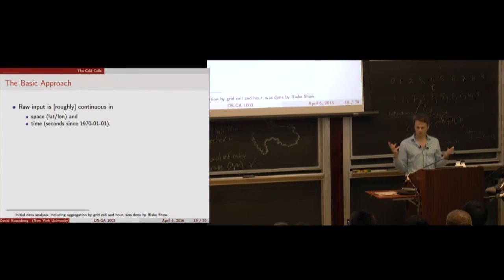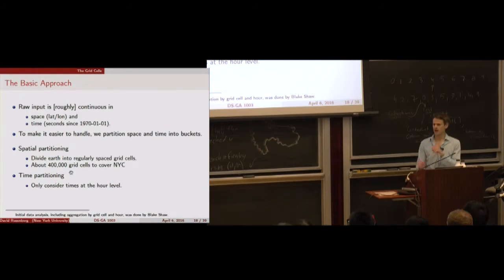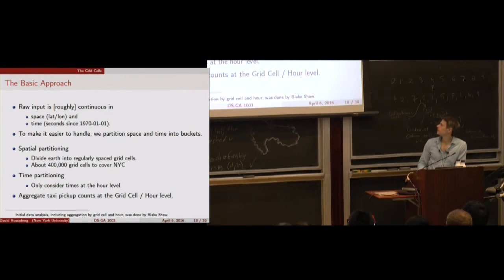And time is almost continuous. We have it designated in seconds. There's a lot of times. So we bin them up. And so we partition space and time into buckets. And we're calling them grid cells. And so we break up the city of New York into roughly 400,000 grid cells. And the time we break up into hours. All right.